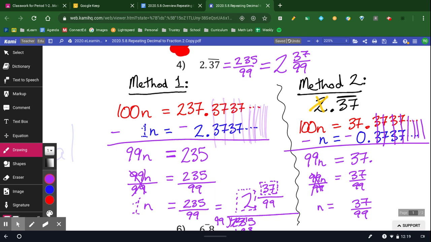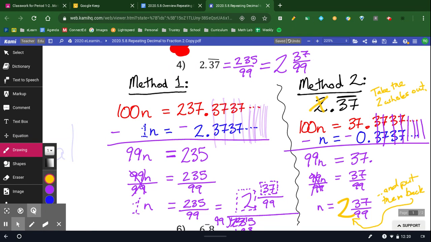But please don't tell me that 2 wholes and 37 99ths is the same as 37 over 99? How is that possible? There's no whole. Okay, you know what we can do? We're going to take the 2 wholes and we're just going to put it back in. Boom! 2 wholes and 37 99ths.